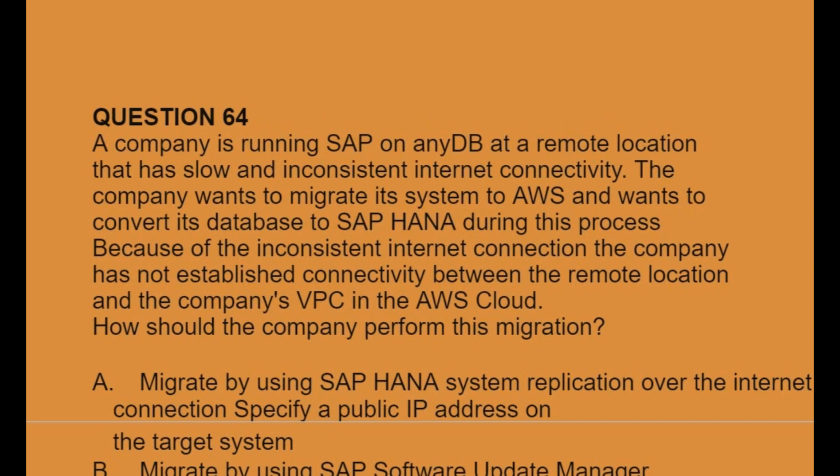Question is, a company is running SAP on AnyDB at a remote location that has slow and inconsistent internet connectivity. The company wants to migrate its system to AWS and wants to convert its database to SAP HANA during this process. Because of the inconsistent internet connection, the company has not established connectivity between the remote location and the company's VPC in the AWS cloud. How should the company perform this migration?